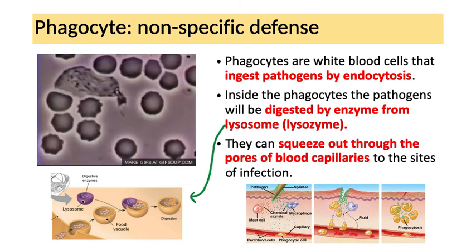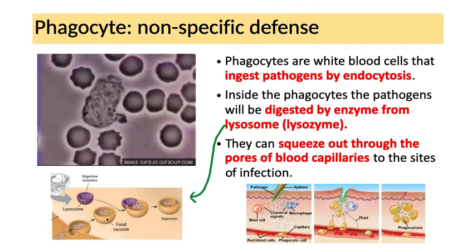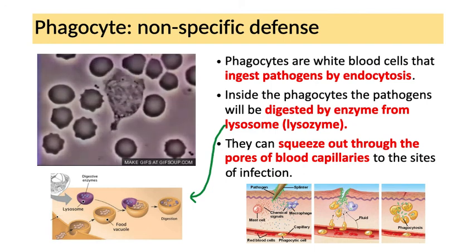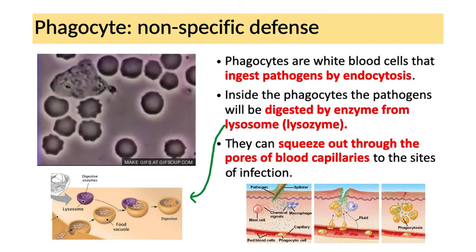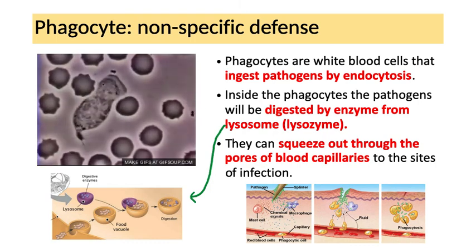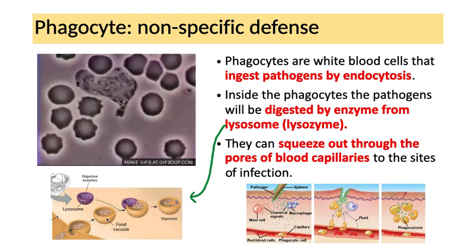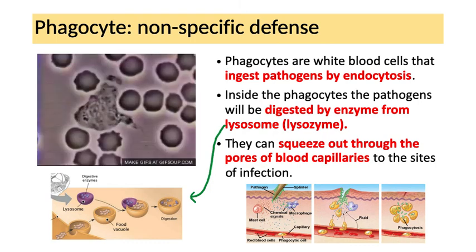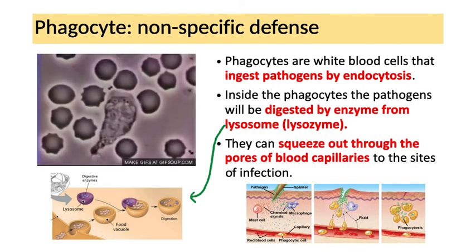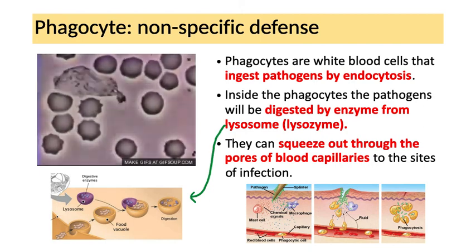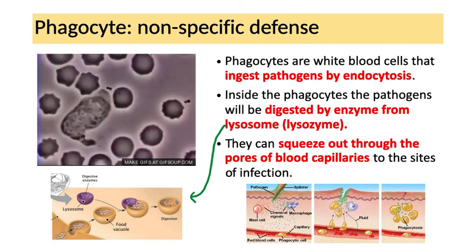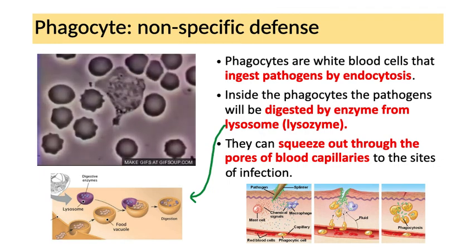The other thing that is unique about phagocytes is that they are super flexible. That's why they can squeeze out through the pores of blood capillaries. We have talked about the pores of the blood capillaries in the previous chapter, which is the circulatory system. And why do they need to squeeze out? Because sometimes, or maybe most of the time, the site of infection is not in the blood capillaries, but in the tissue, the muscle tissue.